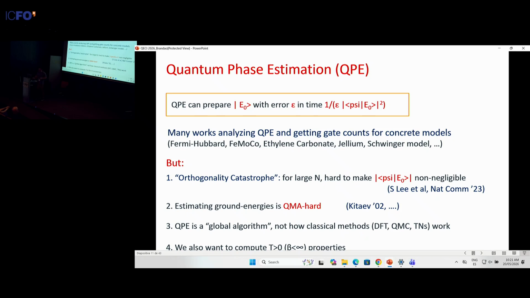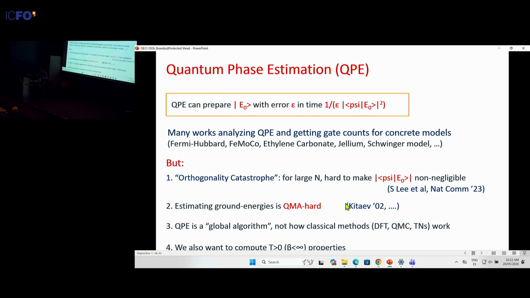So what this means is that for large capital N, large system size, it might be very hard to come up with an initial state psi, your guess state, which has non-negligible overlap with your true ground state. And this is kind of a given here. You just assume that you have a good way to generate psi for which this overlap is not too small. Because if the overlap is too small, then the runtime will just grow. So if, as typically happens, the overlap decreases exponentially in the system size, this algorithm will run in exponential time. It won't be good.